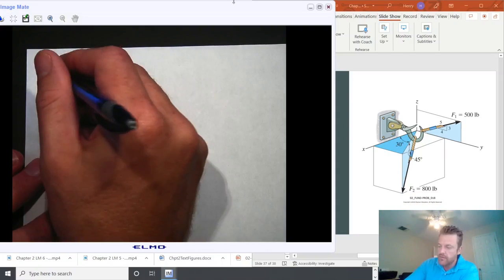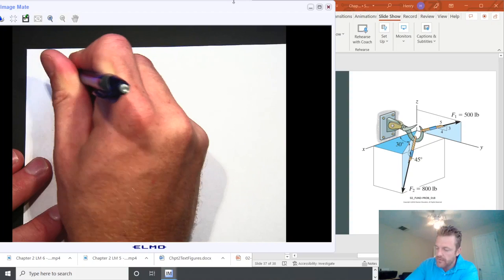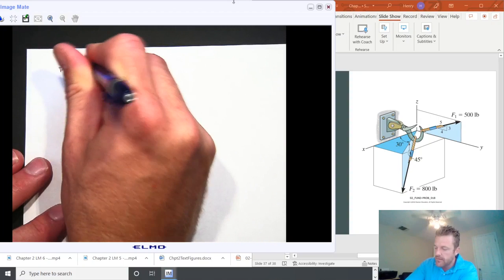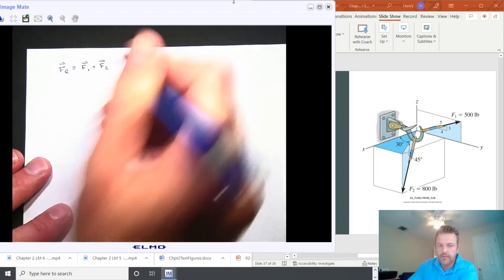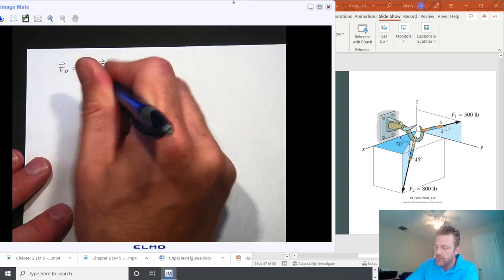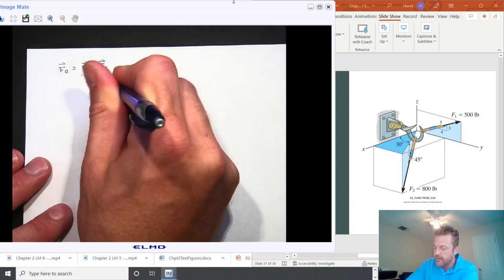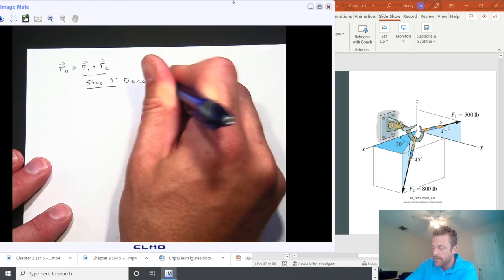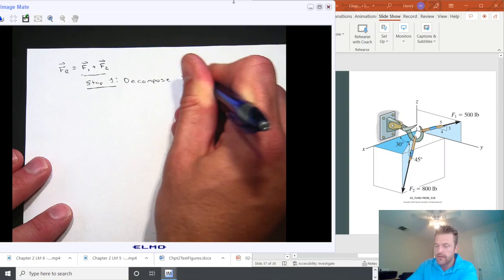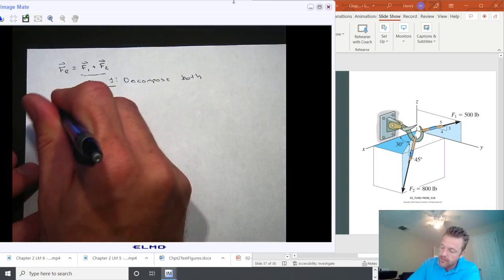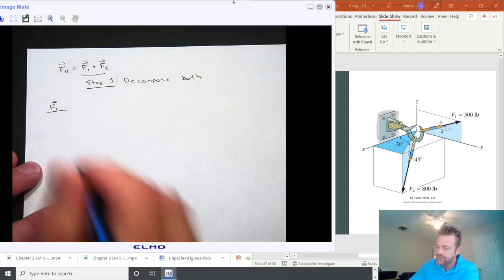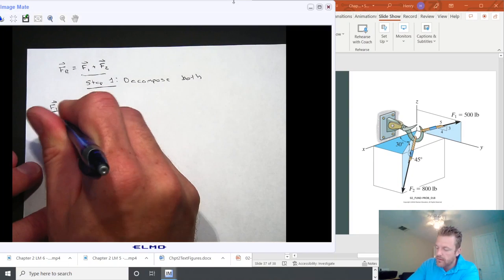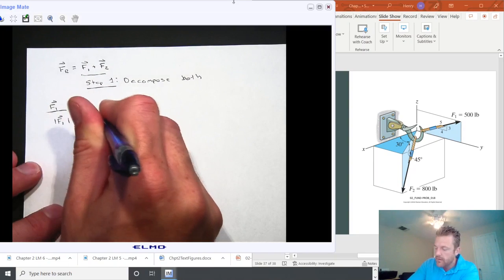So just to motivate what we're doing, we want to find the resultant force as a vector, which by definition is going to be the sum of those 2 vector forces, F1 and F2. So we want to initially, in order to do addition as easy as possible, decompose both vectors into their x and y components. So F1, what do I know about it? Well, I'm given that its magnitude is 500 pounds.